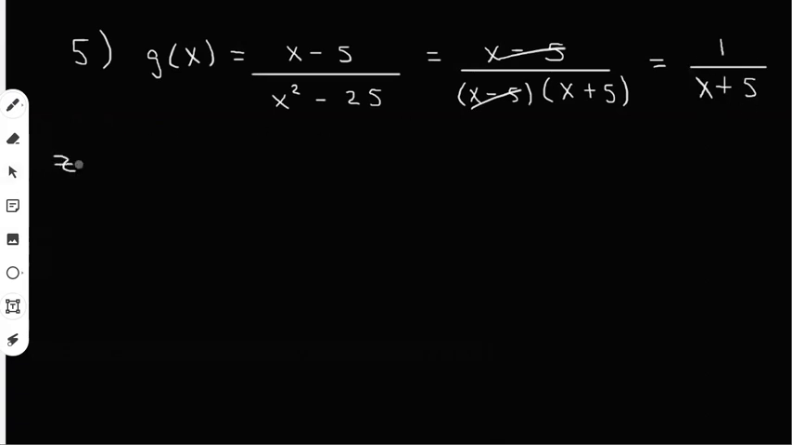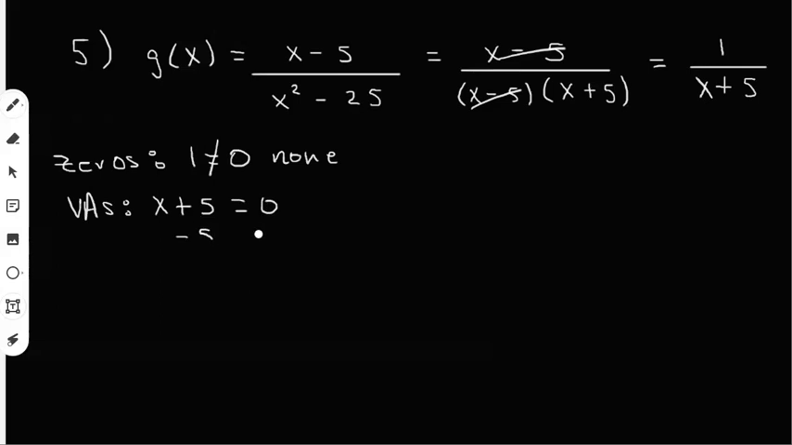So let's set the top equal to 0 so that we can find all the zeros. I get 1 equals 0. That's nonsense, so there are no x-intercepts. Vertical asymptotes, we can set the bottom equal to 0. We get x plus 5 equals 0, which is going to give us x equals -5. Good.